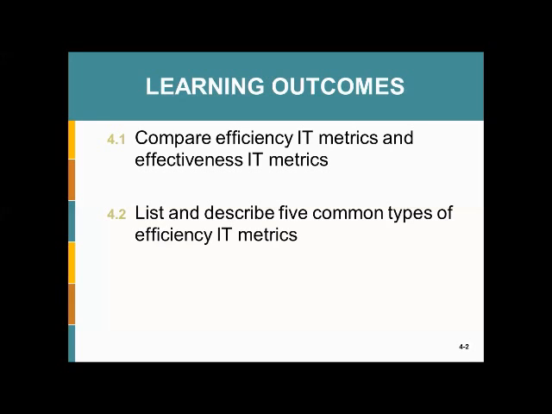Chapter 4 goes over specific IT metrics, so metrics with respect to technology itself. While IT provides us data that helps us measure and assess situations, in this chapter we're talking about how do we assess the IT itself. How do we know if we're getting the bang for the buck when we spend money or resources on technology?